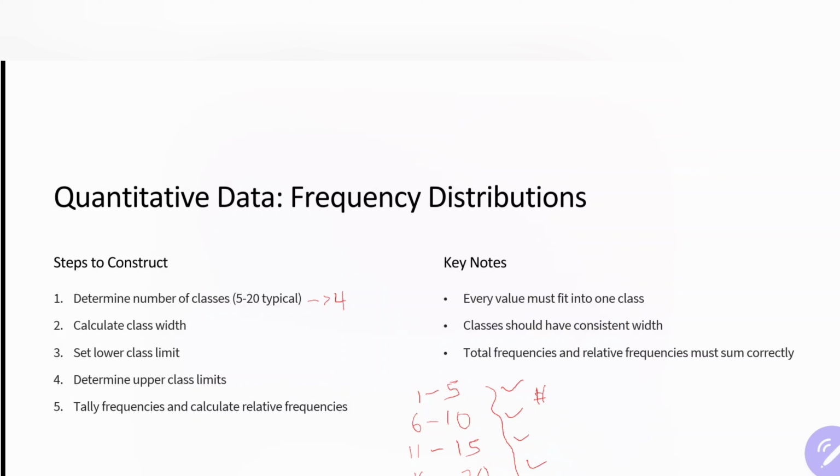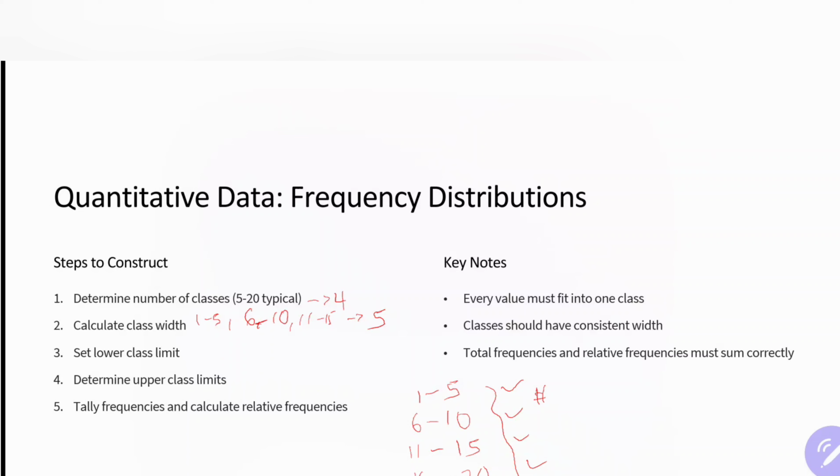Now, you have to determine the number of classes you want to use. Secondly, you calculate the class width. How do you calculate the class width? There are some methods used in calculating class width, but the easiest method is this: 1 to 5, 6 to 10. The difference, the width, is 5. 6 to 10, 11 to 15, 16 to 20, they are 5 values each. So what is the class width? Here we have it to be 5. If you look at the width, it is 5.